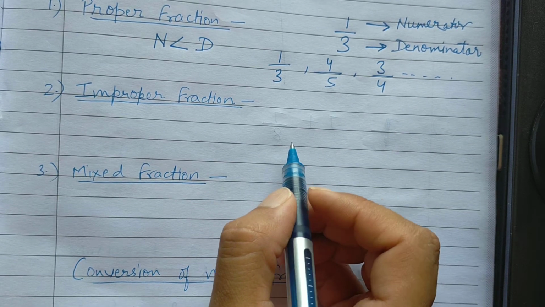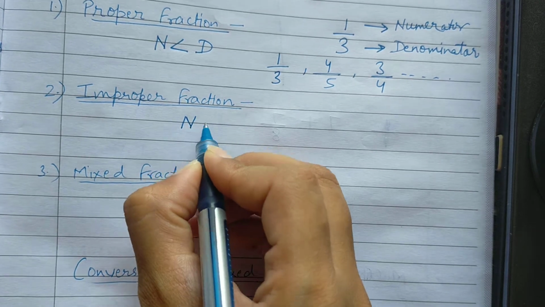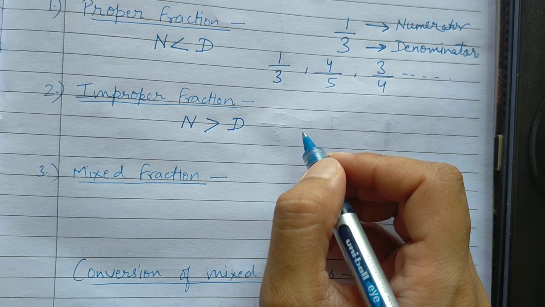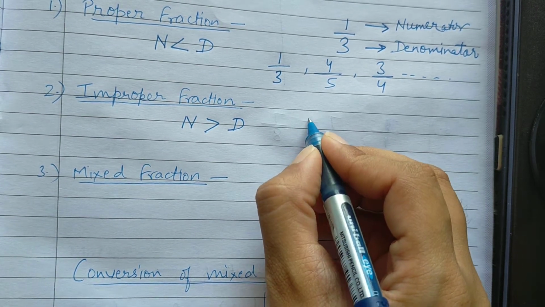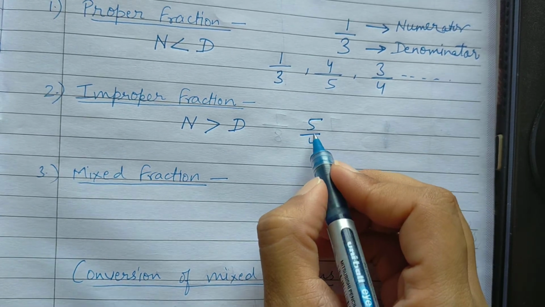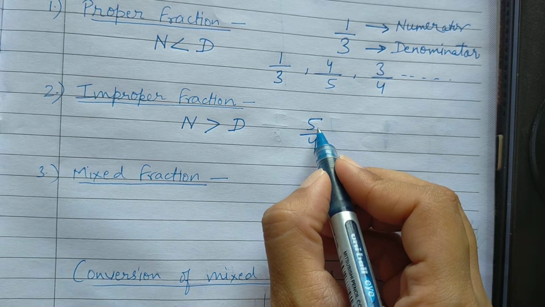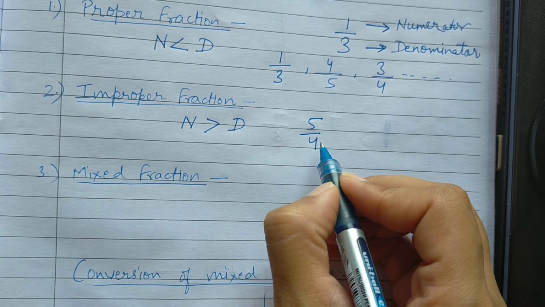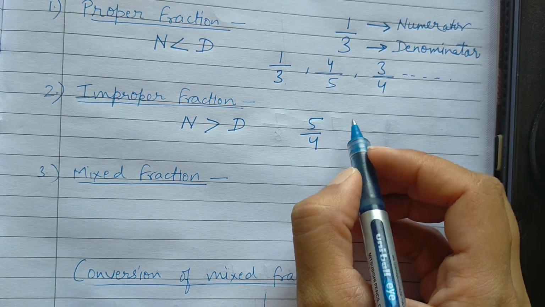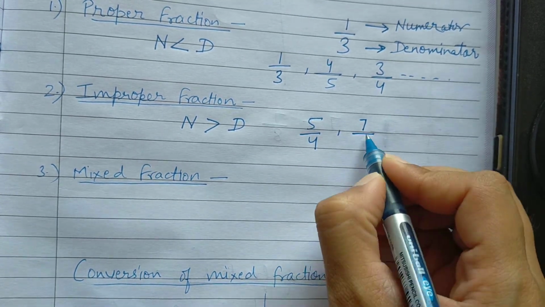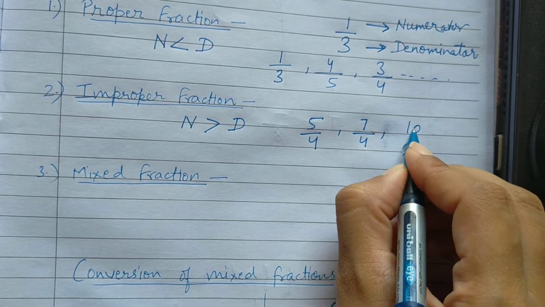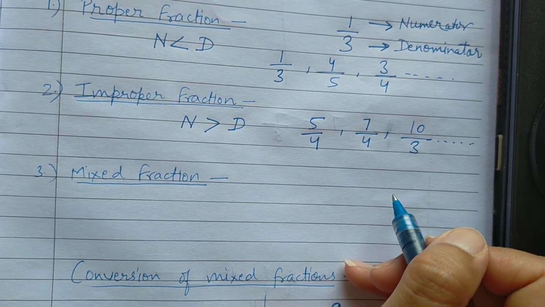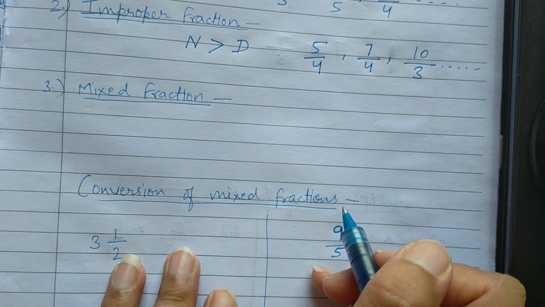Improper fraction. What is an improper fraction? Those in which the numerator is greater than the denominator are called improper fractions. For example, 5 upon 4. What is the value of the numerator? It's 5 and the denominator is 4. Clearly the numerator is greater than the denominator, so it is an improper fraction. 7 upon 4, 10 upon 3. All are improper fractions.